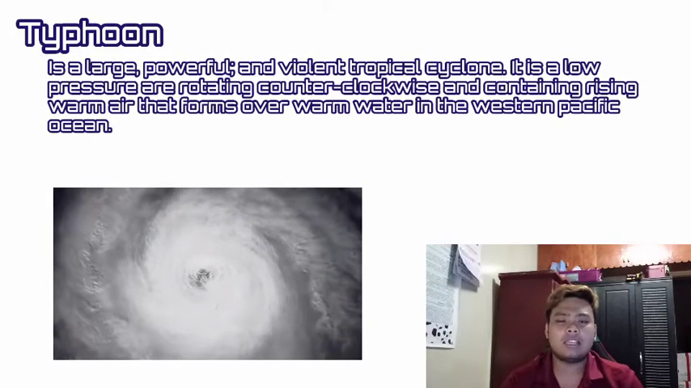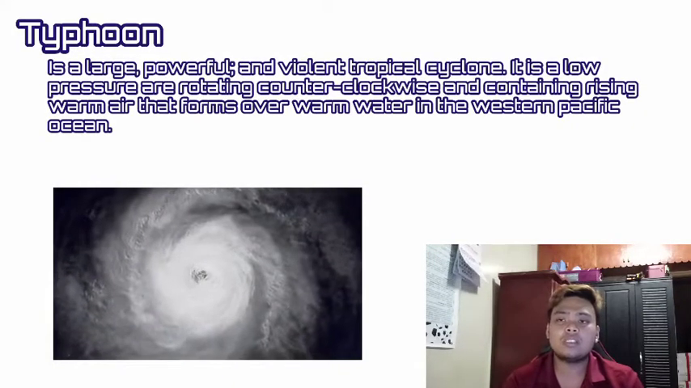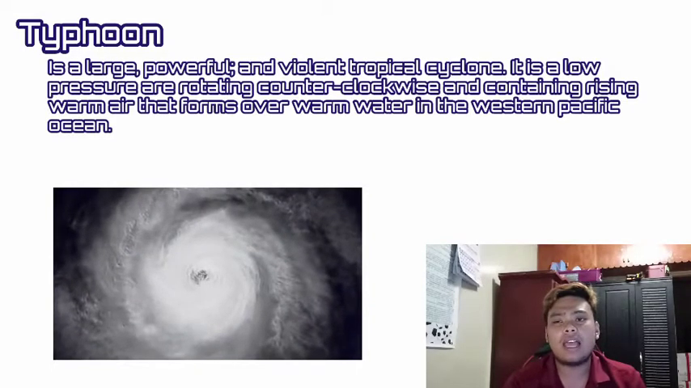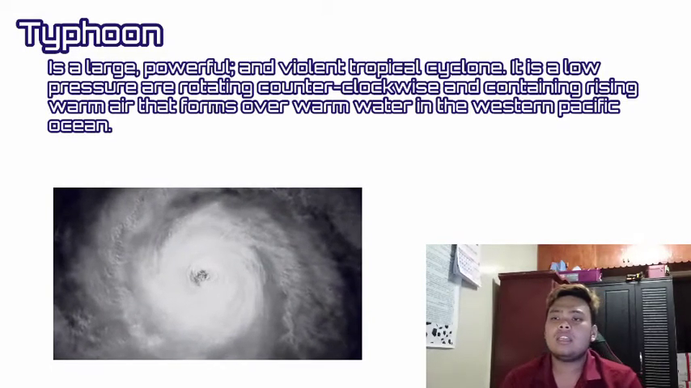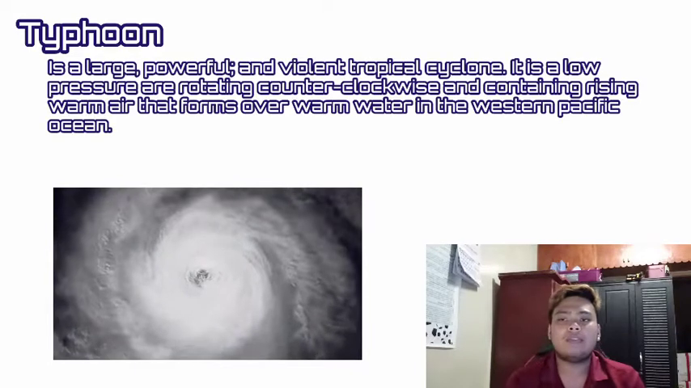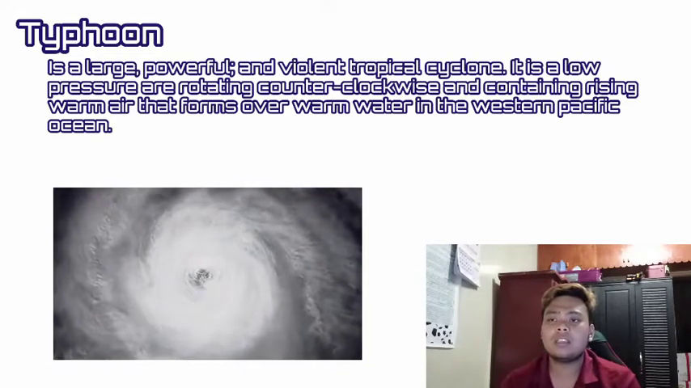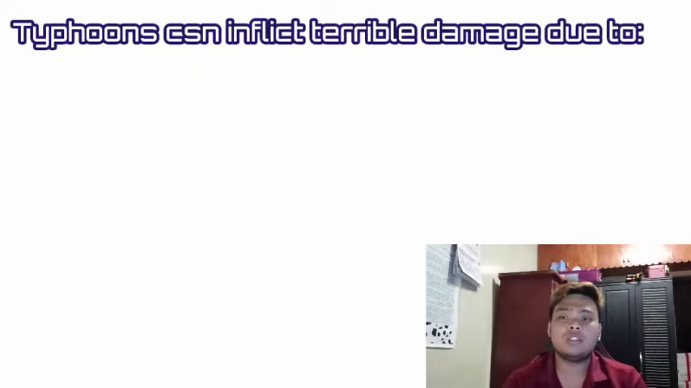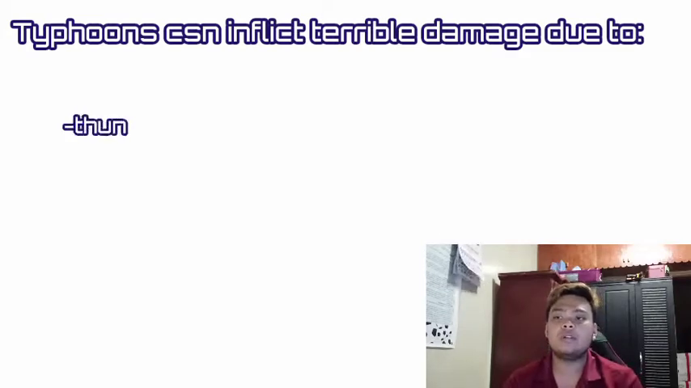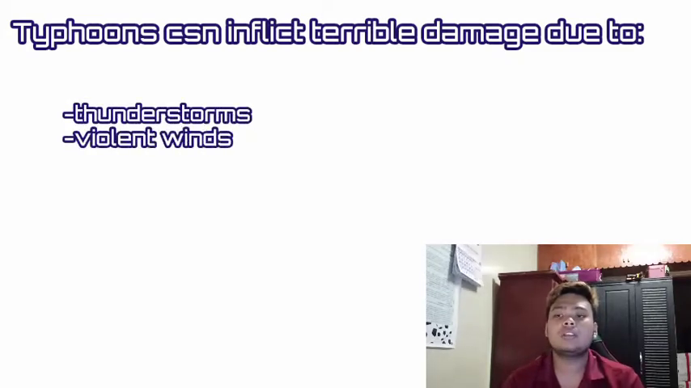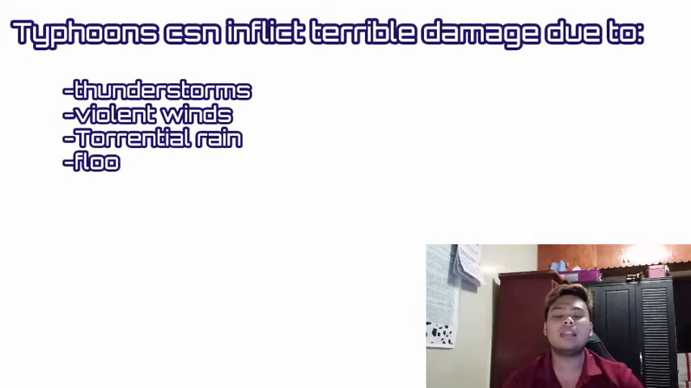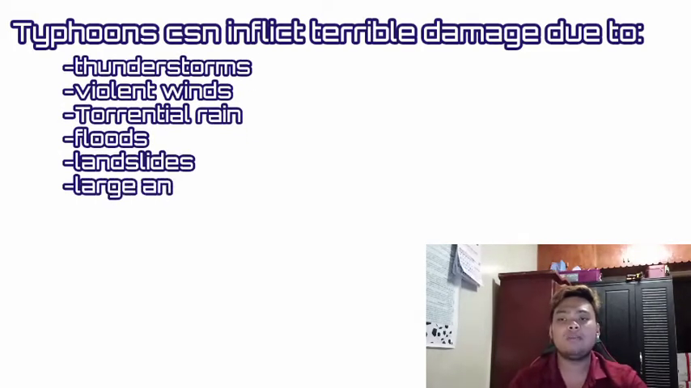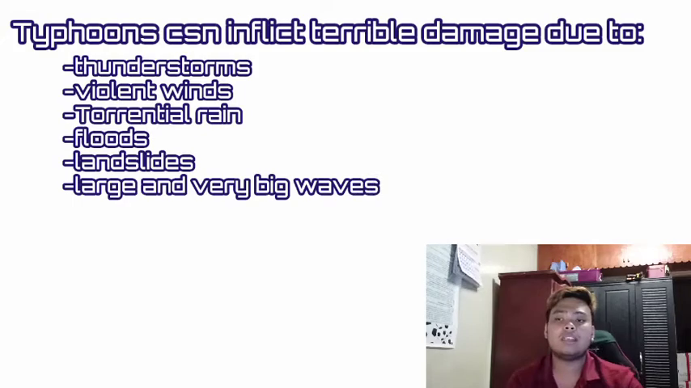A typhoon has different names in different countries. In the Atlantic Ocean, they call it a hurricane. In the Indian Ocean, they call it a cyclone. In Australia, they call it Willy. Typhoons can inflict terrible damage due to thunderstorms, violent winds, torrential rain, floods, landslides, and large, very big waves associated with storm surges.